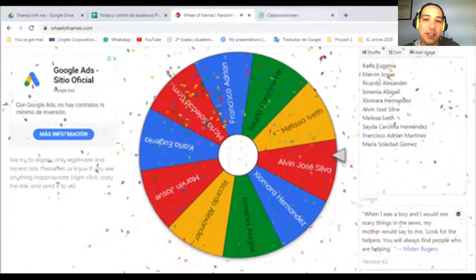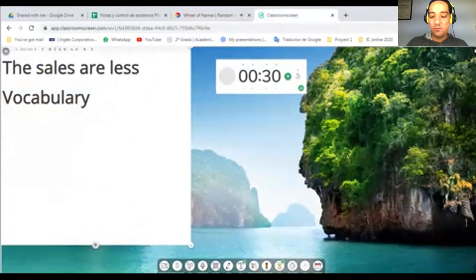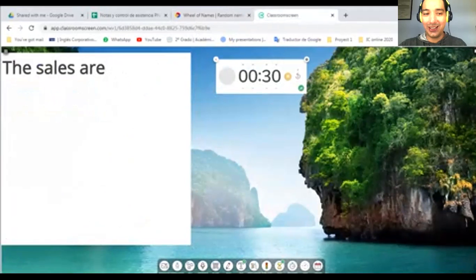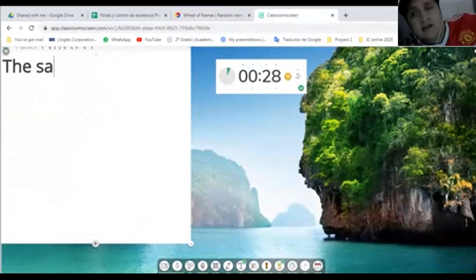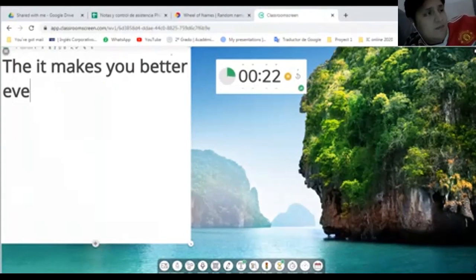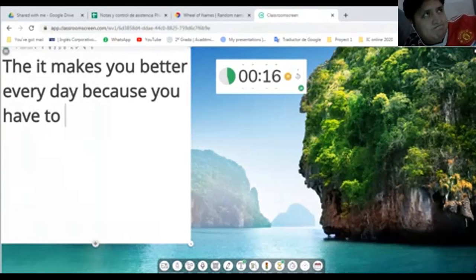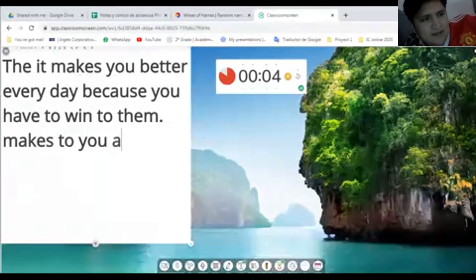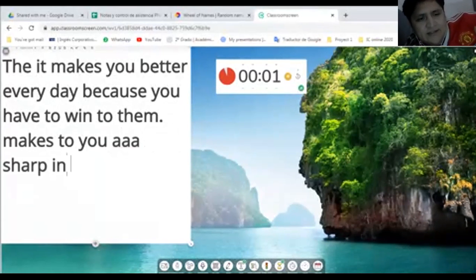So Alvin, whenever you're ready, you have to say something positive. Why is it positive to have competitors? Well, they makes you better. It makes you better every day because you have to win to them. So you have to be more creative. You have to be wiser than them. So it makes to you a shark in the business. So I think that brings the best of you.